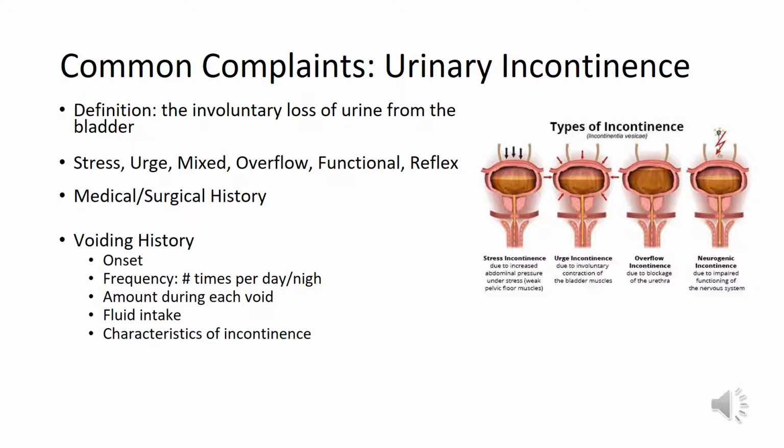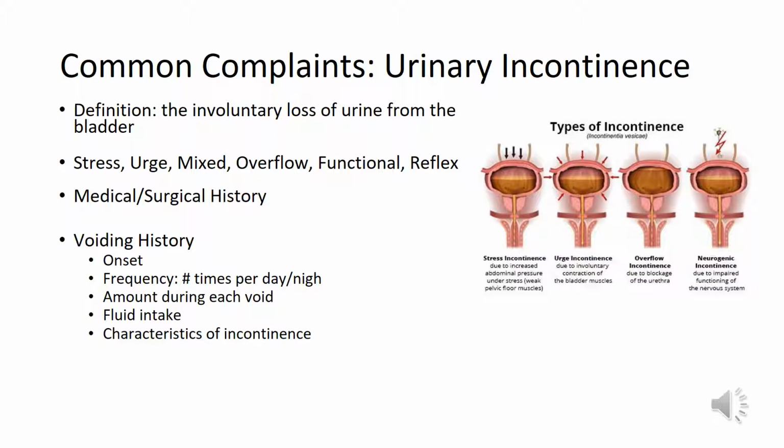Urinary incontinence is the involuntary loss of urine from the bladder. It is very common, but usually abnormal, and it's vastly underreported. There are several types of urinary incontinence: stress, urge, mixed, overflow, functional, and reflex.